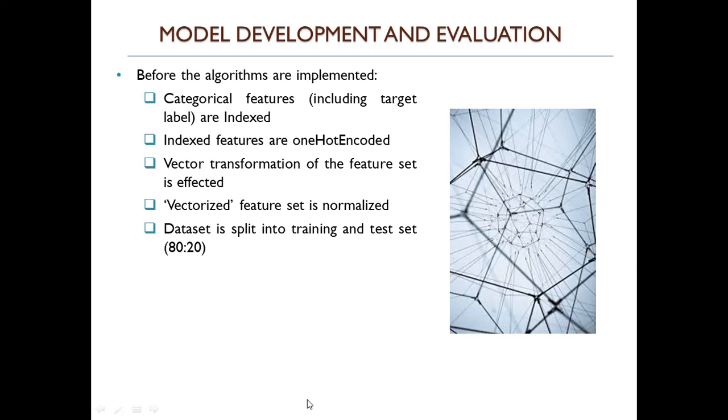before the algorithms are implemented, Apache Spark has a unique architecture. So before we can do any modeling, the categorical features, including the target label, are indexed. Indexed features are one hot encoded. Vector transformation of the feature set is effected. The feature set that had been vectorized in the previous step is normalized. Then we split the data set into training and test sets, 80% to 20%.